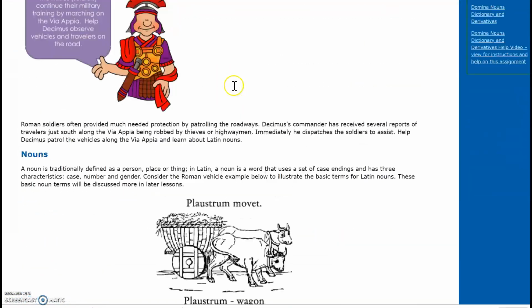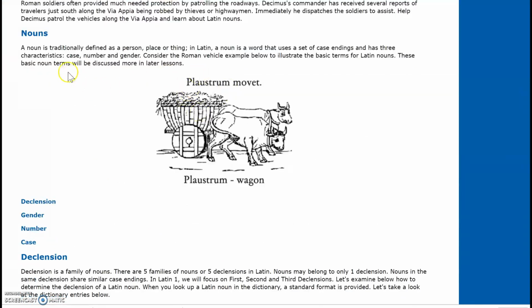Okay. Now on the next page, this is page 3. A noun is, like I said, defined as a person, place, or thing. And if you look at this particular sentence right here, we have plaustrum movet. Plaustrum is a wagon, and movet looks like move. That's what it means. It means move. And we've got the T ending that we studied from the previous module. Lets us know that we're looking at a present tense verb. It's third person singular, and the subject could be he or she or it could be another noun.